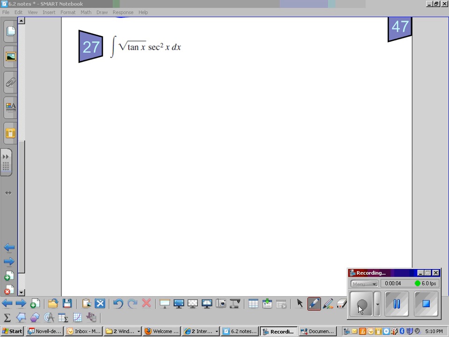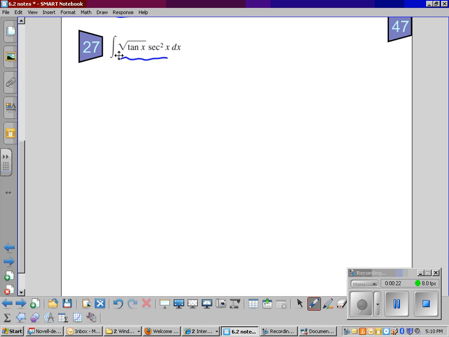Sometimes choosing what to be u is a matter of trial and error, but there are some patterns that you can look for. Keep in mind that when I find u, I'm going to take the derivative of u, and then that's what I'm going to use to make the substitution. So the derivative of my u needs to be in my integrand, in this part right here, and only need to be fixed by a constant.